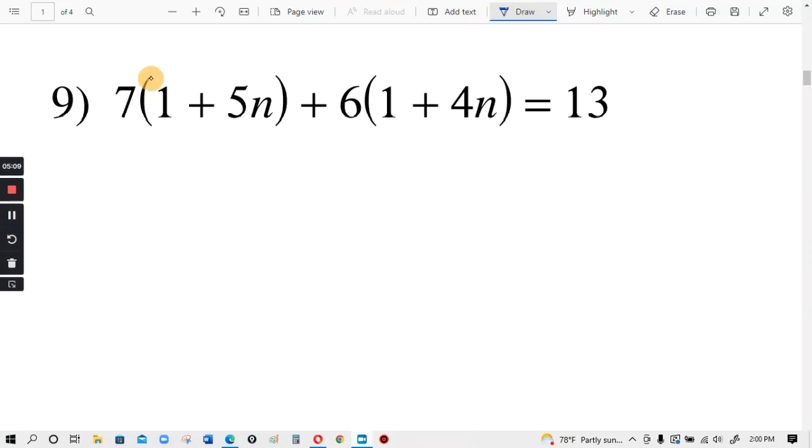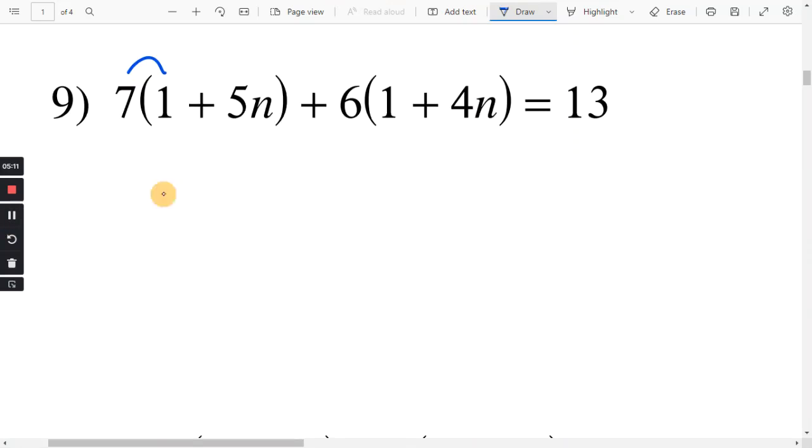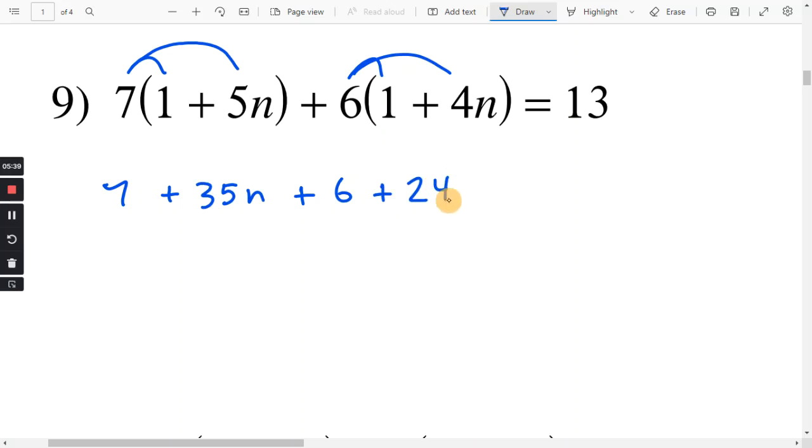Okay, so distributing the 7. 7 times 1 is just 7. And then 7 times positive 5n is positive 35n. Distributing the 6. Positive 6 times positive 1 is positive 6. And positive 6 times positive 4n, well, 6 times 4 is 24, and you still have the n. And we still have 13 on the right-hand side.